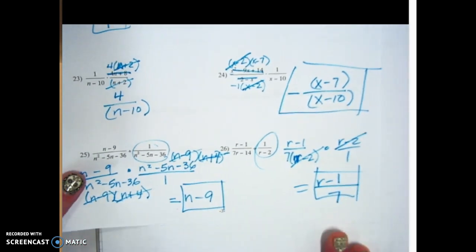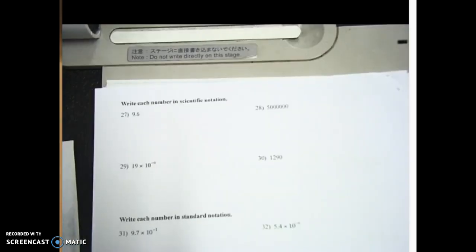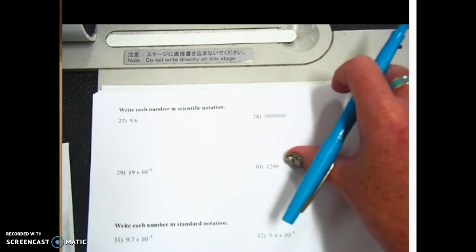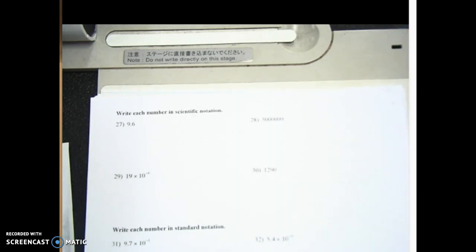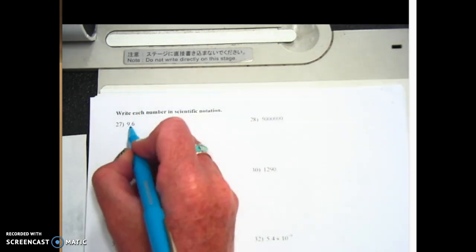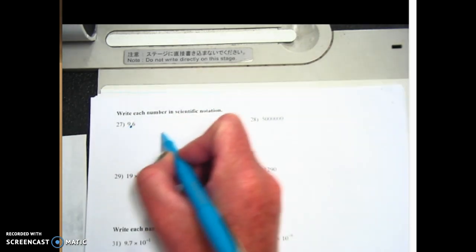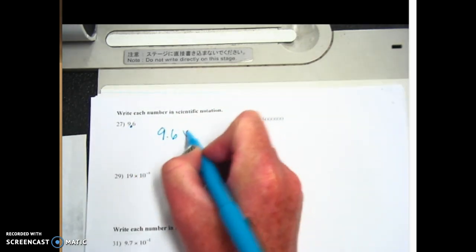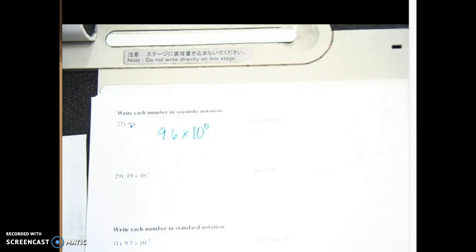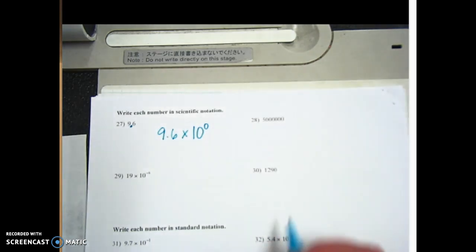All right, flip over to page 4. Page 4, we're seeing scientific notation and standard notation. So number 27, they want us to write it in scientific notation. It looks like it's already in scientific notation because the decimal is between the two numbers, so we're good. So we're just going to say 9.6 times 10 to the 0 power, because we're not moving the decimal at all. Generally, you don't even have to write that.